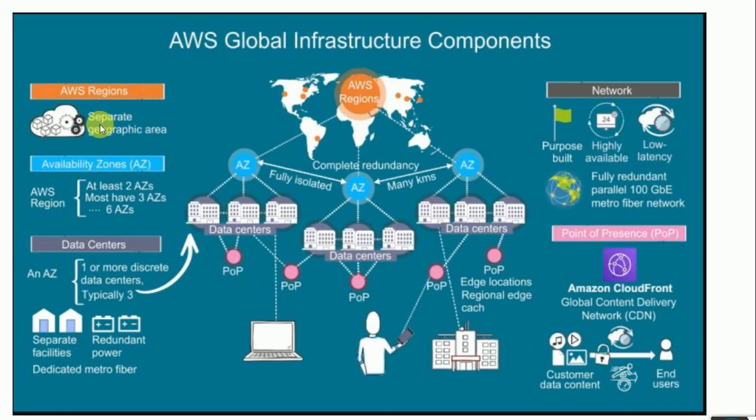Here we have the region, a separate geographical area. An availability zone consists of at least two data centers, and each region consists of more than 2, 3, 4, 5, 6 availability zones. Data centers consist of one or more discrete data centers, typically 3, with redundant power and separate facilities with dedicated metro fiber. And these are the end users, who can use mobile, laptop or corporate devices. Using CDN, we can serve multimedia or static image content that is very frequently used. So this is the global infrastructure diagram.